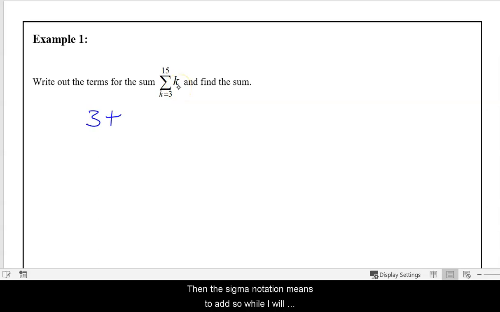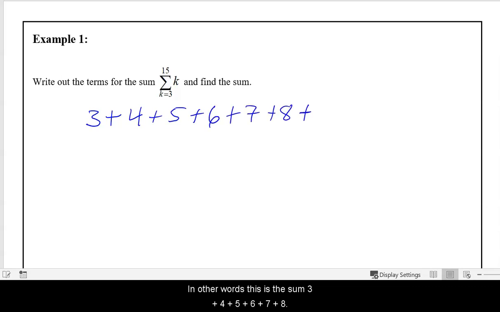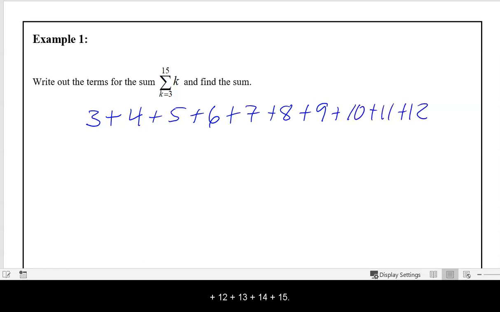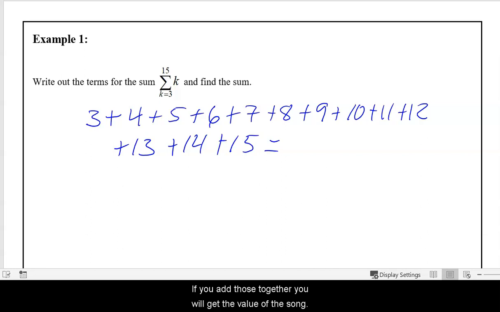Then the sigma notation means to add, so I will add all the numbers from 3 to 15 by allowing the index to take on all the numbers between 3 and 15. In other words, this is the sum 3 plus 4 plus 5 plus 6 plus 7 plus 8 plus 9 plus 10 plus 11 plus 12 plus 13 plus 14 plus 15. If you add those together, you will get the value of the sum.